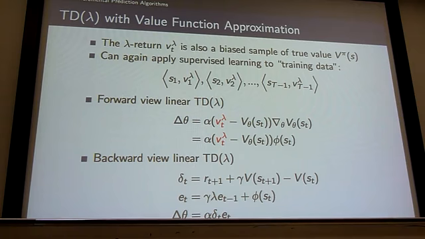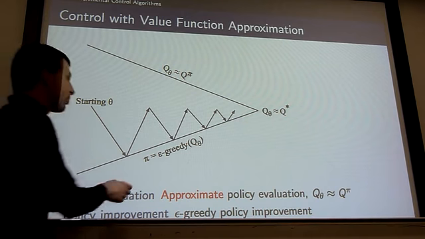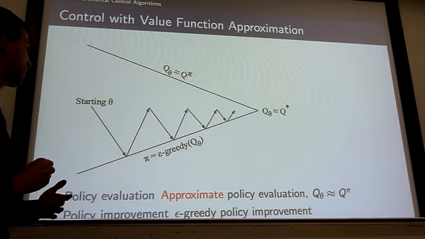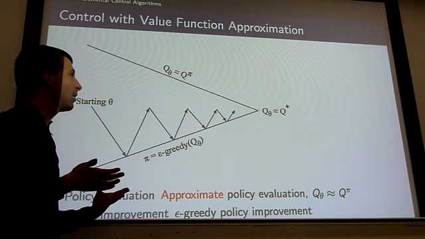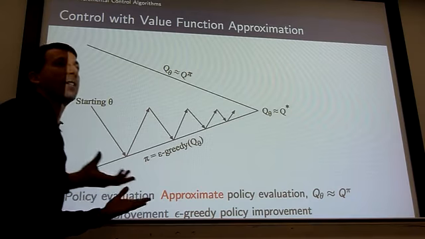Okay, so let's move on to control. Right, so we had this basic framework for control that we had before, where we alternated between policy evaluation and policy improvement. And we're going to use the same framework here, but with one change, which is now we're not able to exactly evaluate our policy as we were before. We're now going to use something like approximate policy evaluation. All we can hope to do is to find the best fit to our parameters that we can.